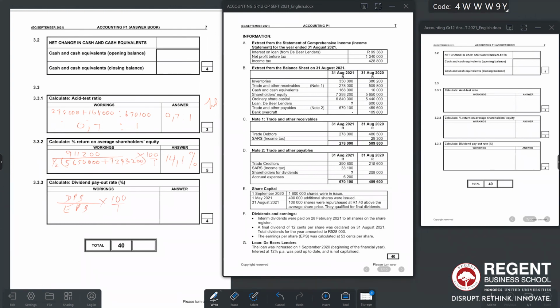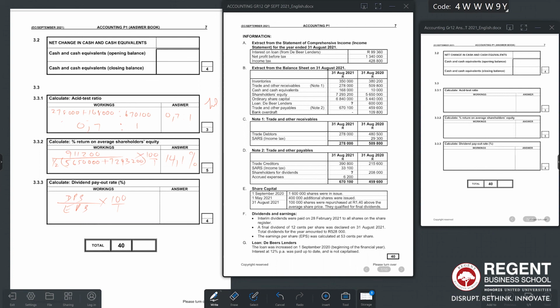My dividends per share. Now, you must be very careful. Don't just take total dividends at the end of the year. You need to know how to work out your dividends per share. They didn't give you the interim, they gave you the final dividend. They told you the earnings per share was 53 cents. That was well done there by Kamil.